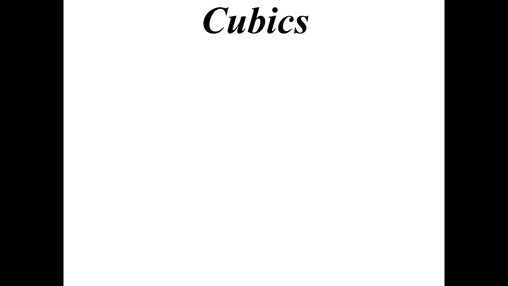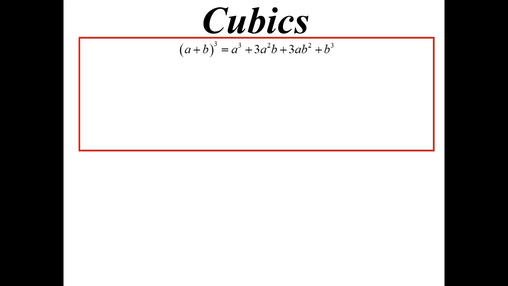Let's look at cubics. So the patterns for a cubic, it also has a regular pattern. It ends up being a cubed, 3a squared b, 3ab squared, and b cubed. The subtraction one is similar. It's that the signs alternate. So we get plus minus plus minus.